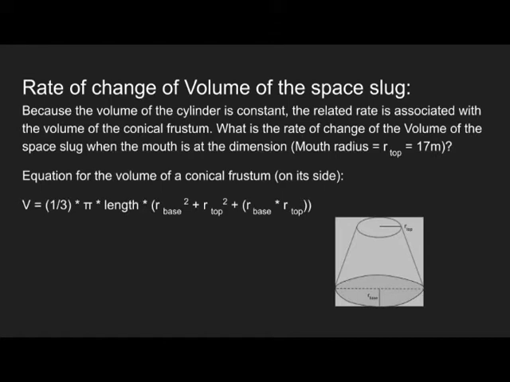The equation for the volume of a conical frustum, when referenced from a side, is the volume is equal to the radius of the base squared plus the radius of the top squared plus the radius of the base times the radius of the top, all of that multiplied by 1/3 times pi times the length.